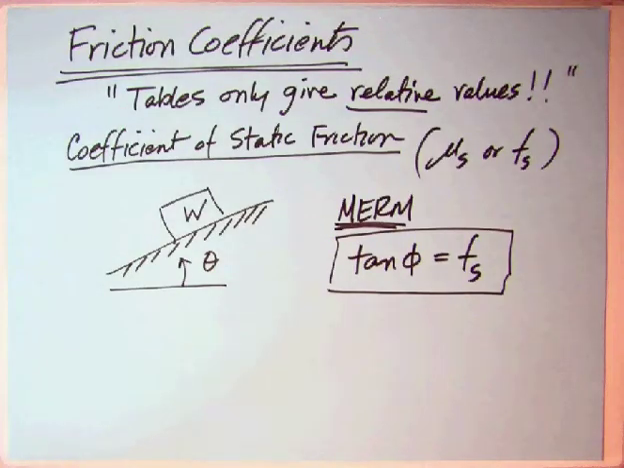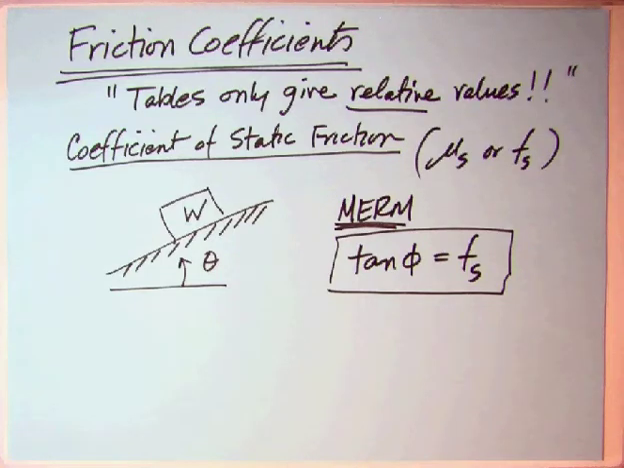Well, why do we need to have a discussion on friction coefficients? Well, there's going to be 2 reasons. The first one is, and as mentioned in the MERM, that the tables can only give relative values, the relative resistance to motion for one pair of surfaces compared to another. The exact values that you see there, the ranges and things, are almost worthless. You just can't trust them.